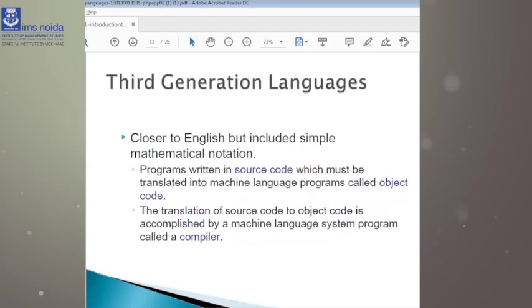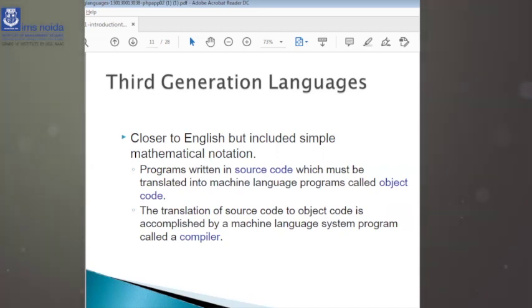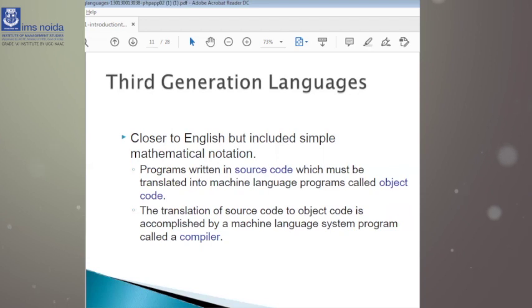Next is third generation language. It is the high level language. The third generation programming languages were designed to overcome the various limitations of the first and second generation programming languages. The languages of the third and later generations are considered high level languages because they enable the programmer to concentrate only on the logic of the program without considering the internal architecture of the computer system. Programs written in source code must be translated into machine language programs, which is called object code.